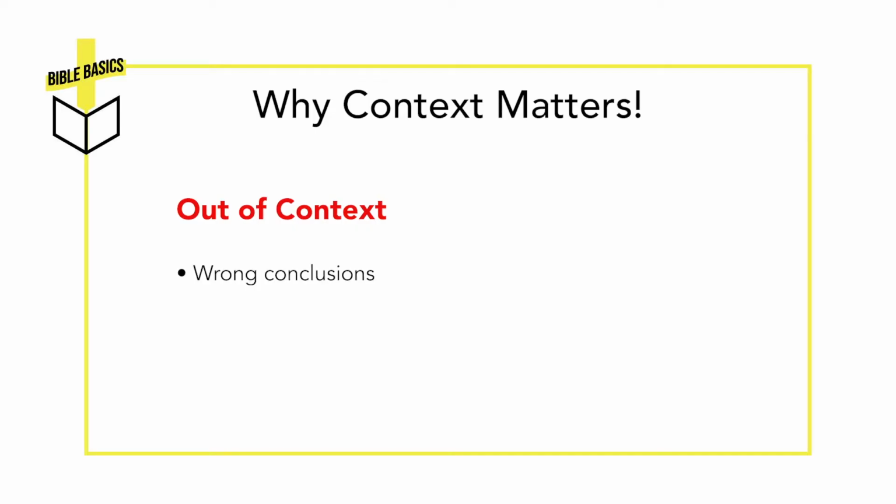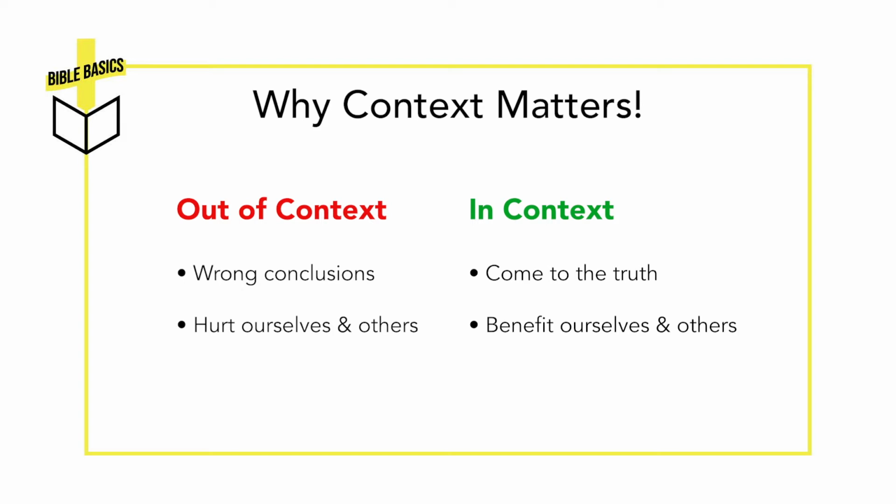All of the material I am about to present to you will help you keep your Bible reading in context. This is very important because if we do not keep things in context, we come to the wrong conclusions. And when we come to the wrong conclusions, we can hurt both ourselves and those around us. But if we keep things in context, we will come to the truth. And by applying that truth, we ourselves will not only benefit, but those around us also will benefit. Context also helps us to see the big picture of the Bible. Our first step in getting context is seeing how the Bible is organized.